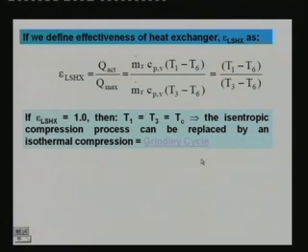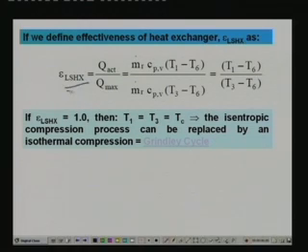Now, if you define the effectiveness of the heat exchanger as the actual heat transferred divided by the maximum possible heat transfer, that means I am defining an effectiveness for the heat exchanger, epsilon LSHX, which is defined as the ratio of actual heat transfer to maximum possible heat transfer rate. What is the actual heat transfer? If you are writing it for the vapor, this is nothing but m dot Cp into delta T of the vapor, that is m dot R into Cpv into T1 minus T6.